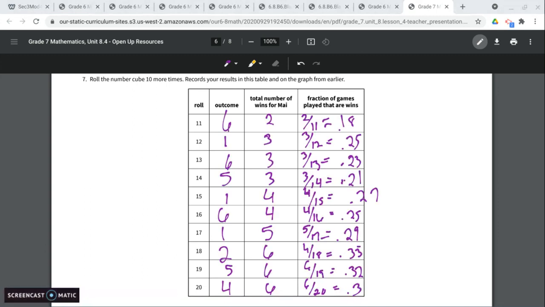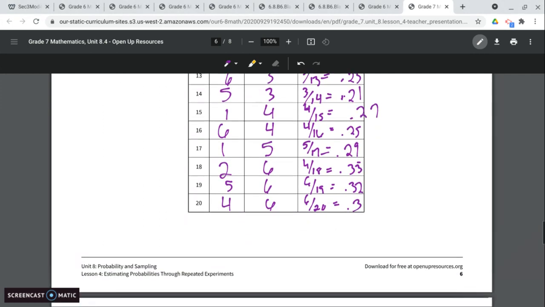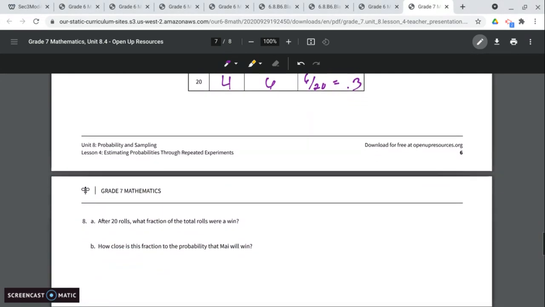New results, a lot more 1s and 2s in this. We got up to 6 total wins, so a lot more wins. We can see as we played, the rate, our percentage of wins, went up, and we got back to our 0.33, or 1/3 chance. We went down a little bit to just 3/10, but we did go back up closer to that expected probability.